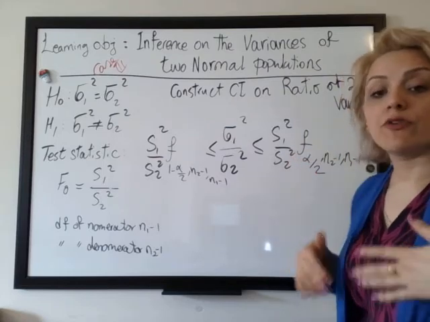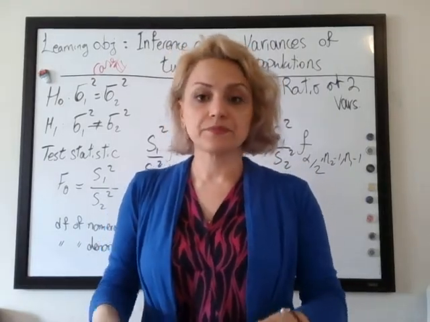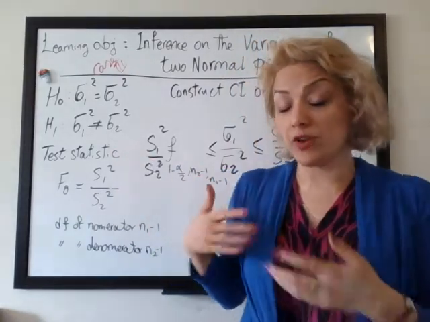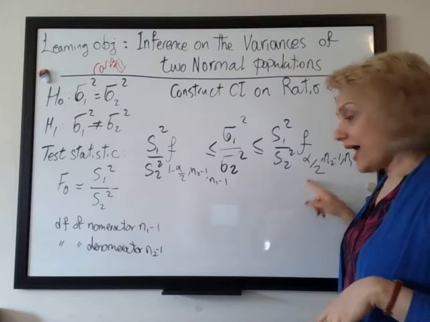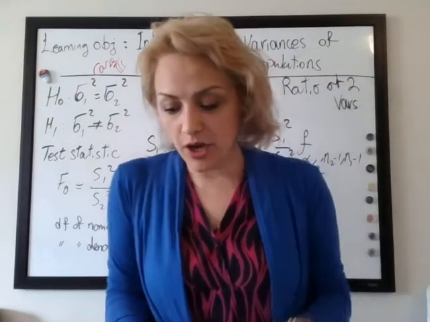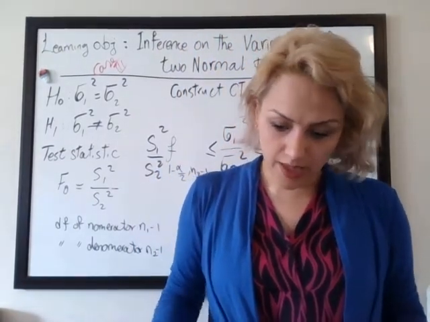For reading the F from the table, we are talking about one side. So when it's one side, it's going to be F at alpha, and then the degree of freedom of the first one and the degree of freedom of the second, the denominator and the numerator. So on the back of my book, I have my F table.